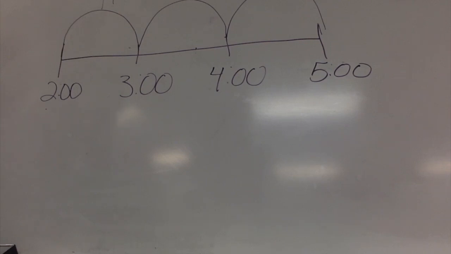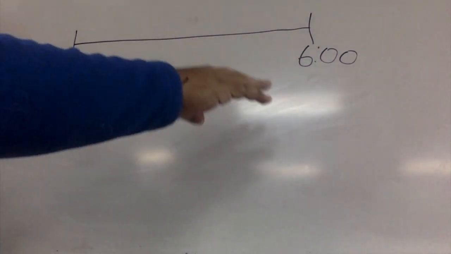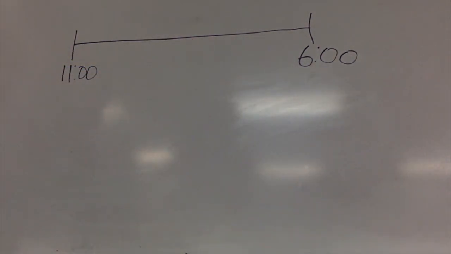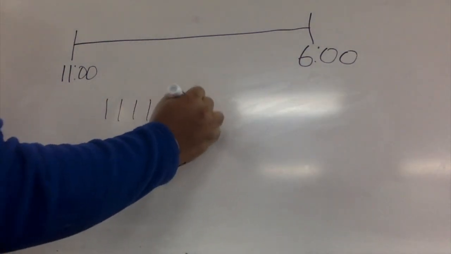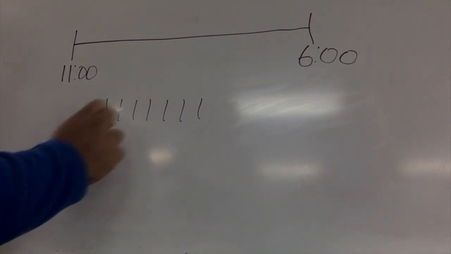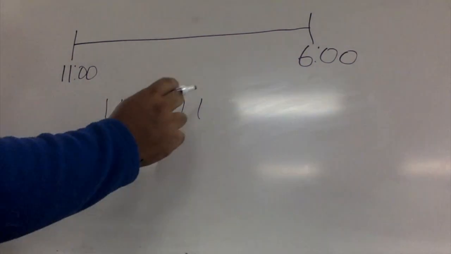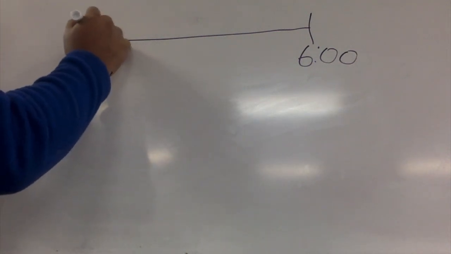Let's try another example. Now we're going to stretch it out a little bit further. We have from 11 to 6, which is a significant amount of time. So to make sure you have the right amount of hours, make sure you count them before. So I would start with 11, 12, 1, 2, 3, 4, 5, and 6. So I know that in between there should be 1, 2, 3, 4, 5, 6, and the final hash mark. So let's spread them out here.